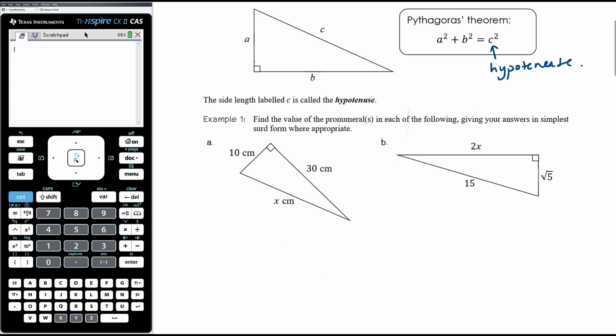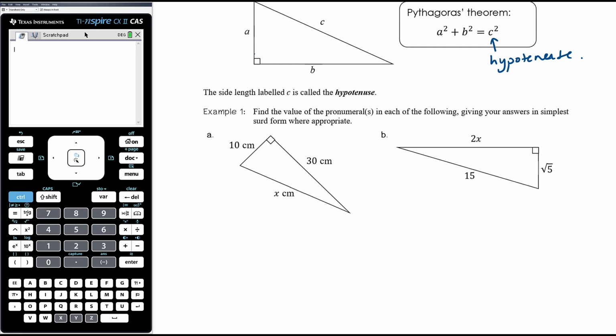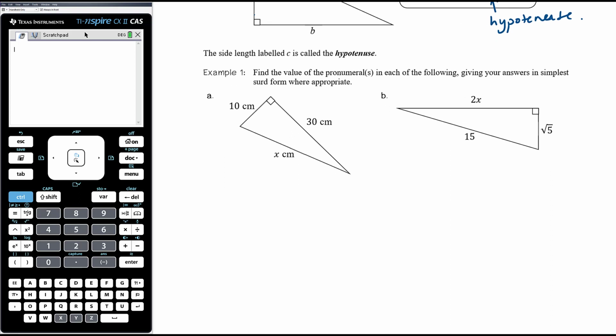All right, let's have a look at some examples involving Pythagoras. Find the value of the pronumeral or pronumerals in each of the following, giving your answers in simplest surd form where appropriate. Okay, so in part A, this is our hypotenuse here. So x squared has to go on its own, and that's going to be equal to the sum of the other two side lengths squared, 10 squared plus 30 squared.